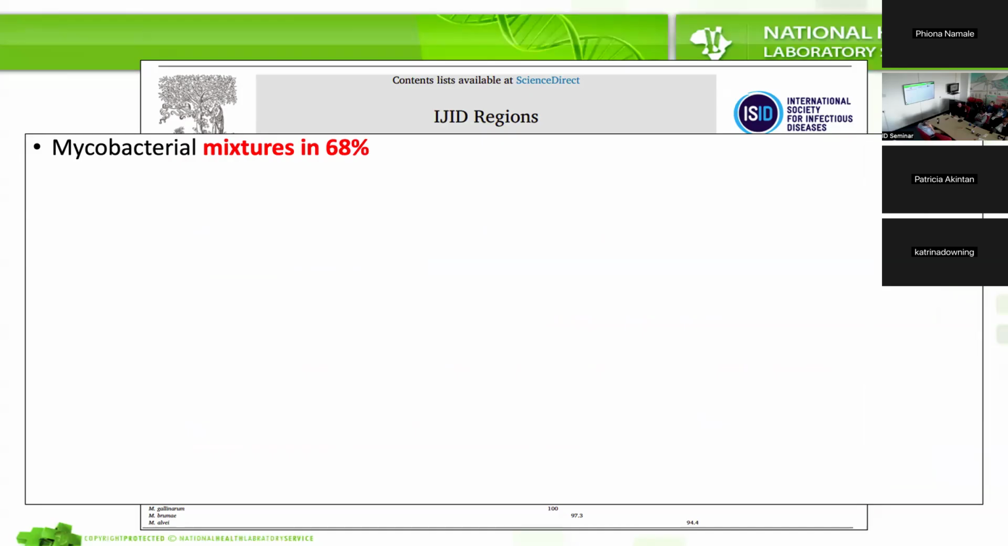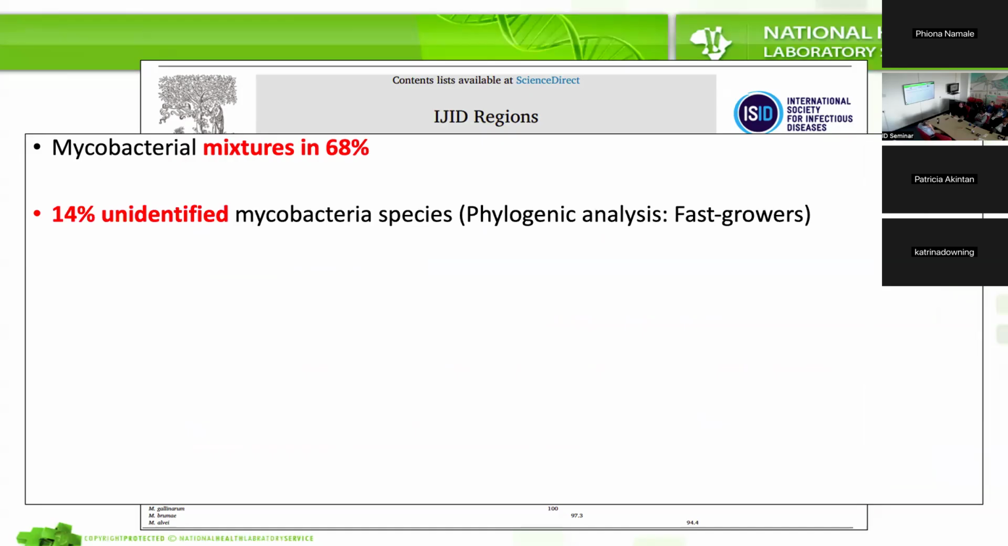So the question is, why do they want to occur together in groups like this? 14% was unidentified. In our curated database from all the sequences that are available for NTMs, 14% of them we could not identify against. Potentially novel species, most of them on phylogenetic analysis being fast growing. We found that almost 50% included Mycobacterium monacense.